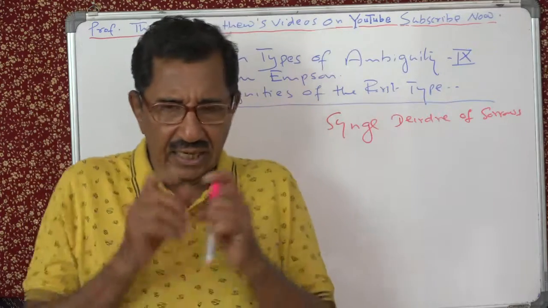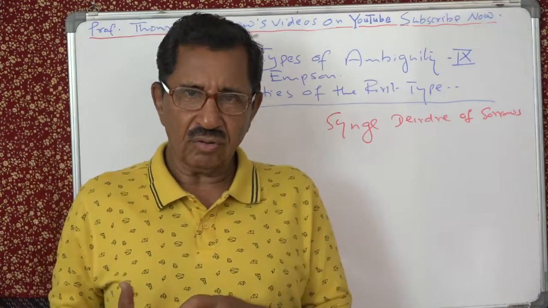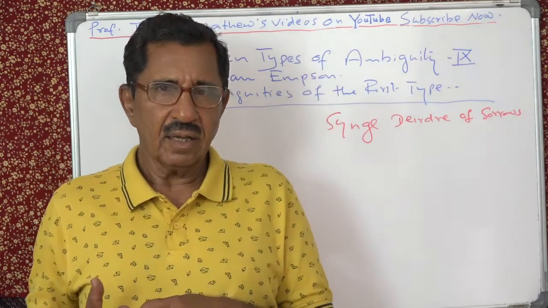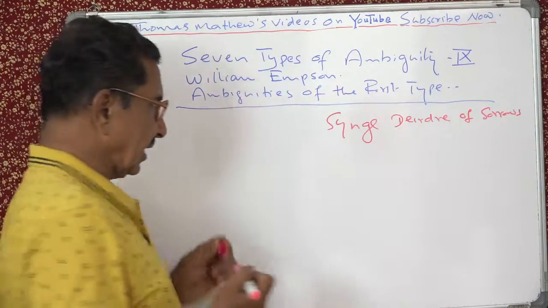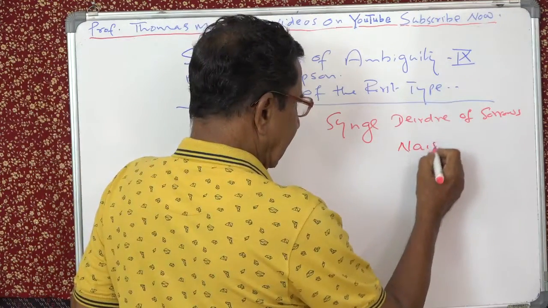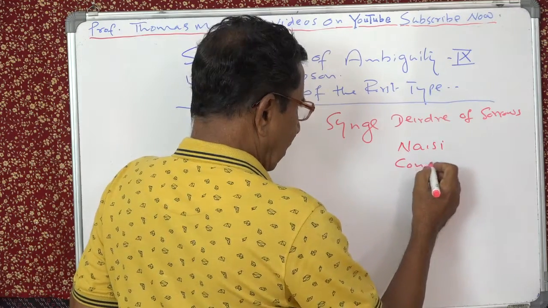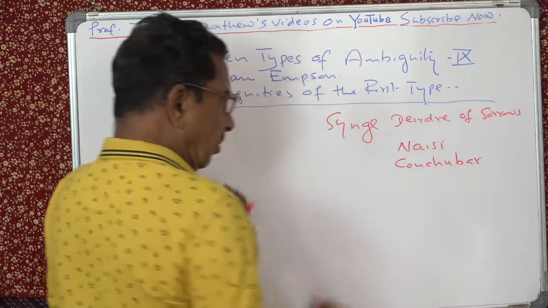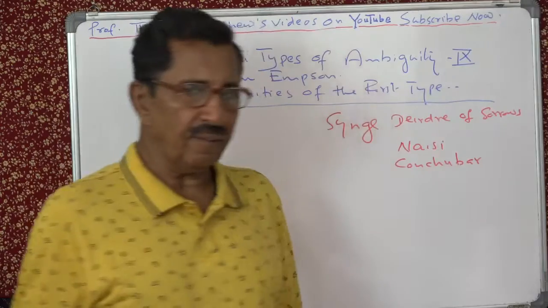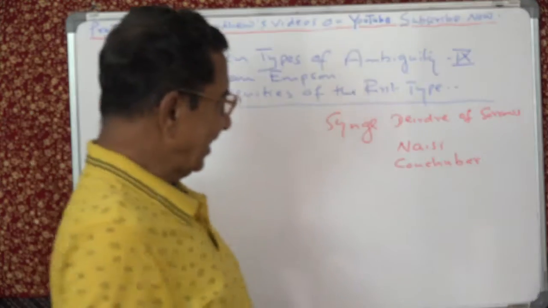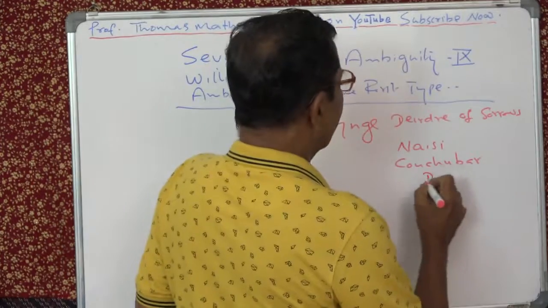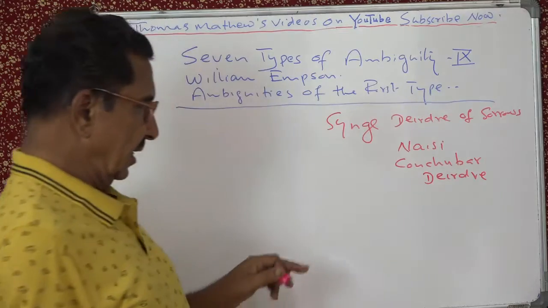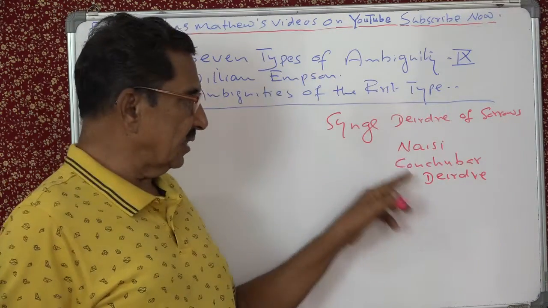So then there are three characters there: Naisi, Conchubar, and Deirdre. These are three characters. Conchubar, pronounced Conchubar, C-O-N-C-H-U-B-A-R, an Irish name.